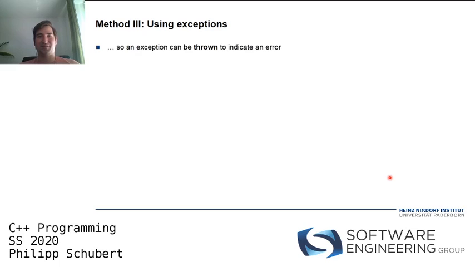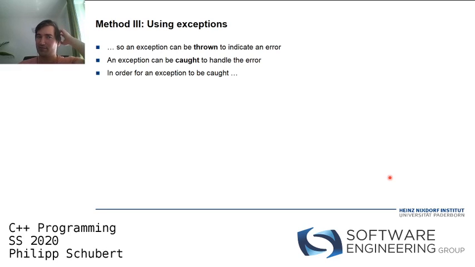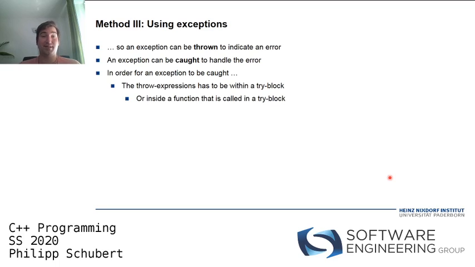So what does it mean? An exception can be thrown to indicate an error. And also, in terms of programming terminology, an exception can be caught. If someone throws an exception to go back in time, you at some point also need to catch that exception, meaning that you state how far you wish to go back in time. If you say, okay, that's sufficient, then you catch the exception. In order for an exception to be caught, what properties must hold? The throw expression has to be within a try block. Then you can catch an exception. Or alternatively, inside a function that is called within a try block. And the catch clause has to match the type of the exception.